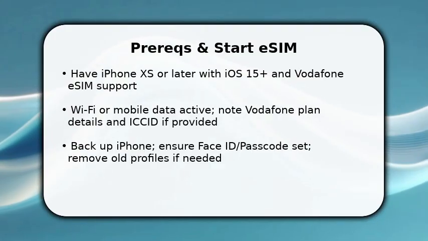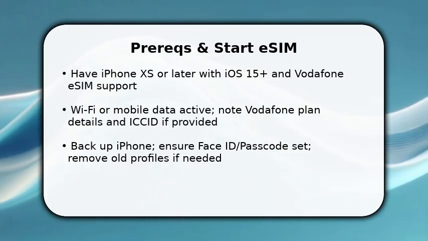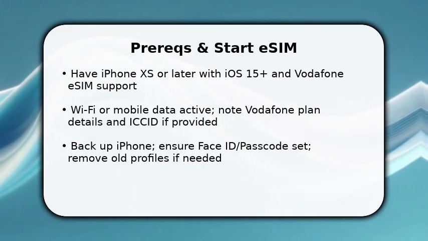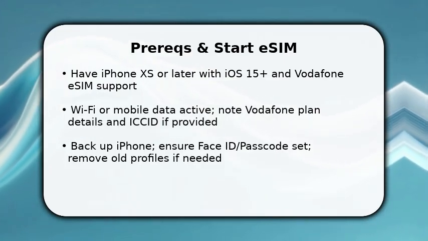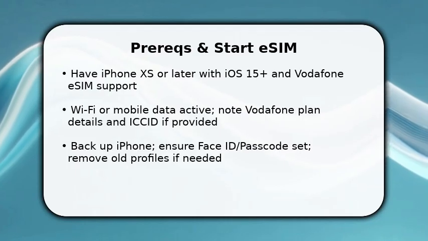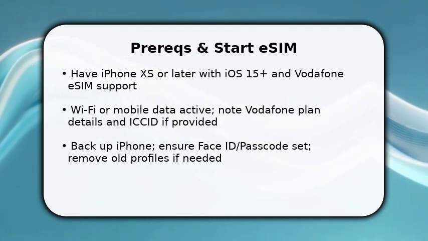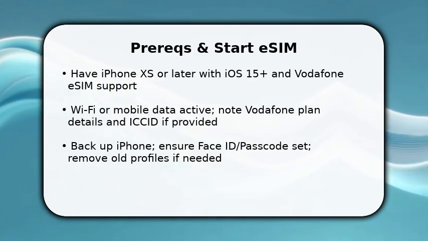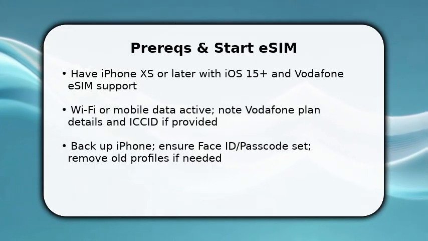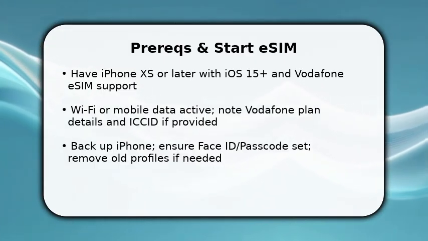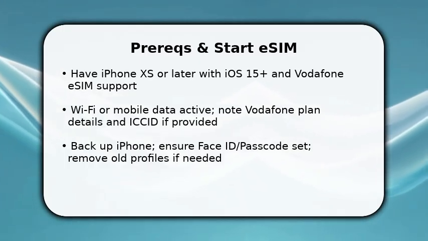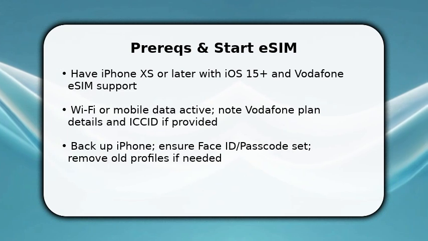You begin by confirming compatibility and your Vodafone eSIM entitlement. Make sure your iPhone model and iOS version meet requirements and that you have a stable Wi-Fi connection. Once confirmed, open Settings and tap Cellular to start. You'll also need Vodafone's eSIM activation info, a QR code or activation code, so have that ready. Back up your iPhone and enable Face ID or a passcode to secure the eSIM profile.